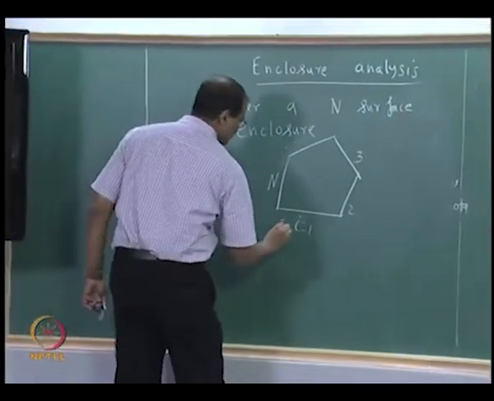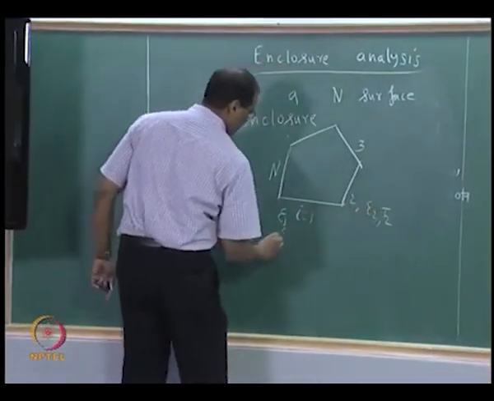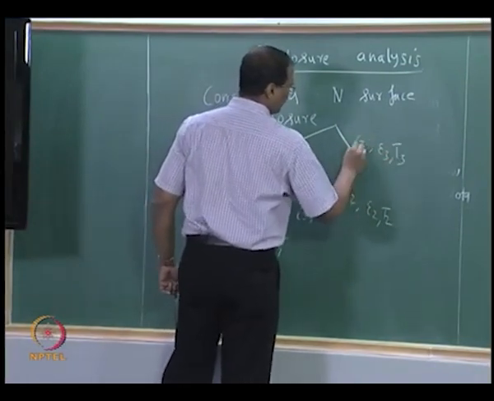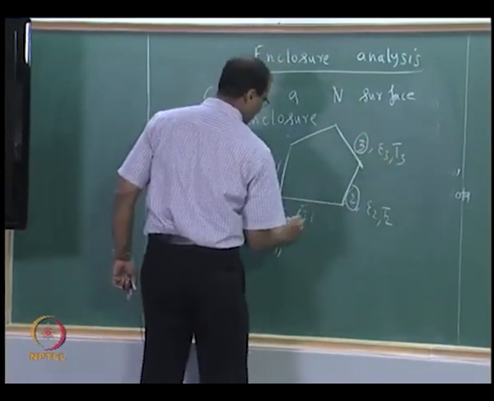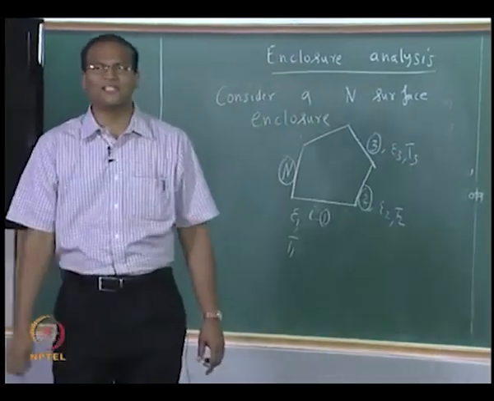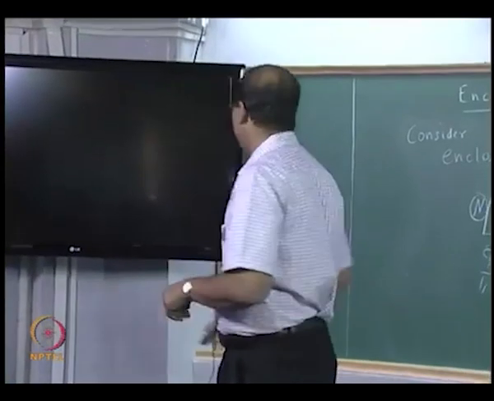Each of these surfaces is characterized by hemispherical spectral emissivity and temperature. All of these are grey diffuse opaque surfaces.